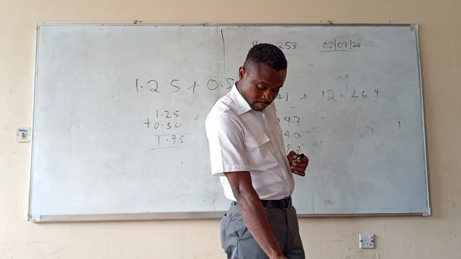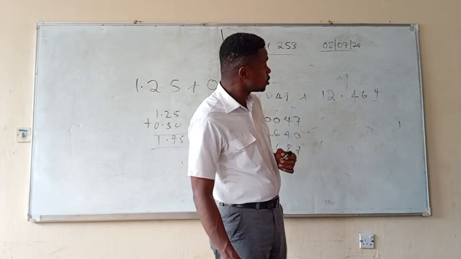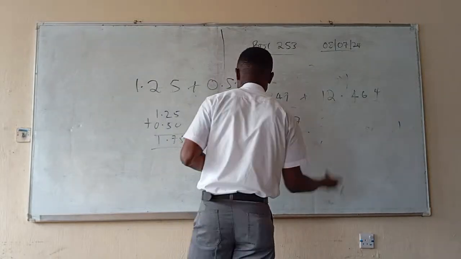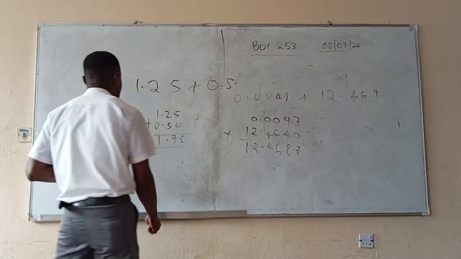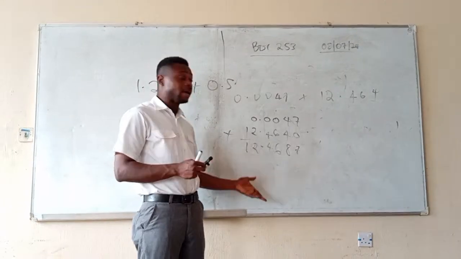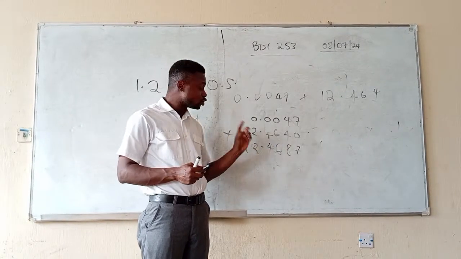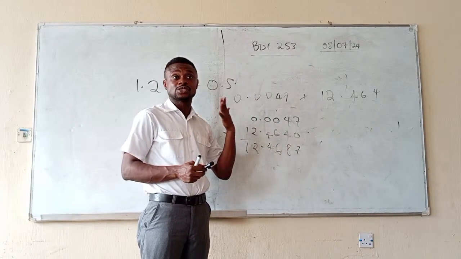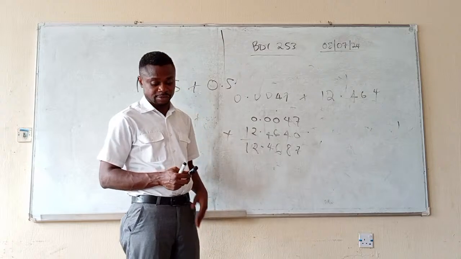Alright, so this is addition, right? What of subtraction? You follow the same principle, right? Just align well and do what? Subtract. The main thing is to align them properly and subtract. What of multiplication?